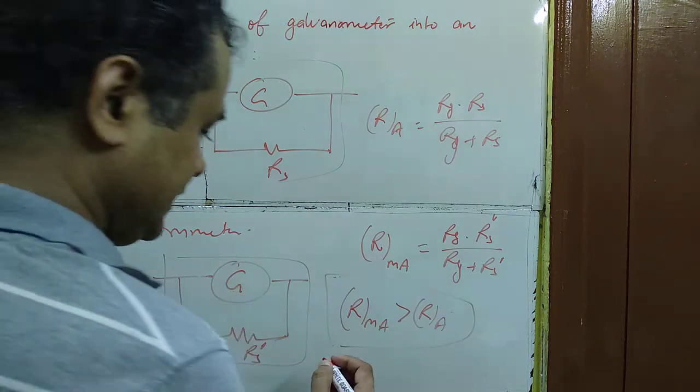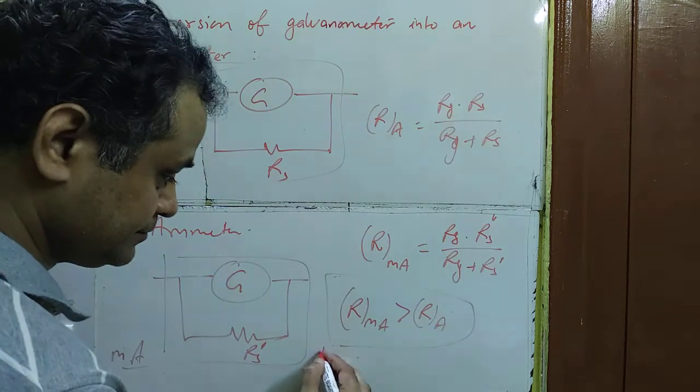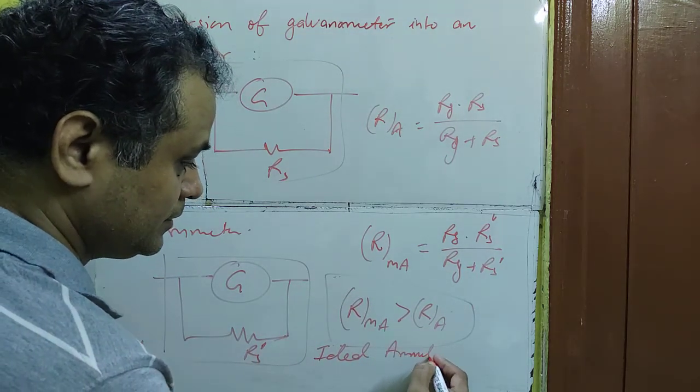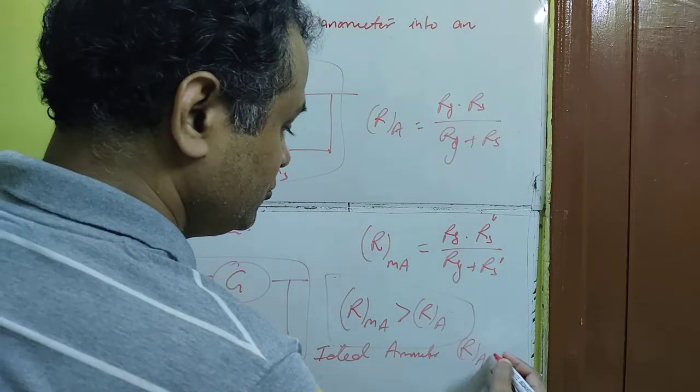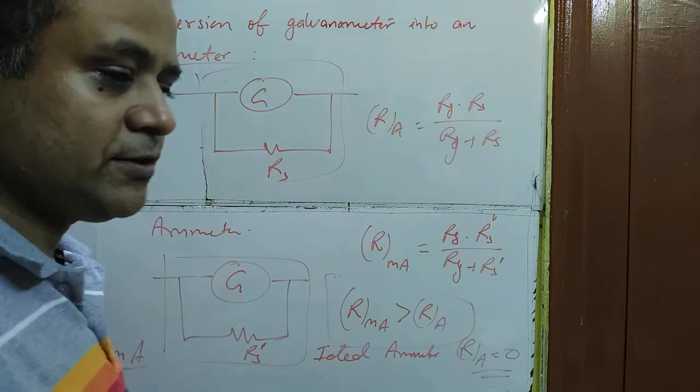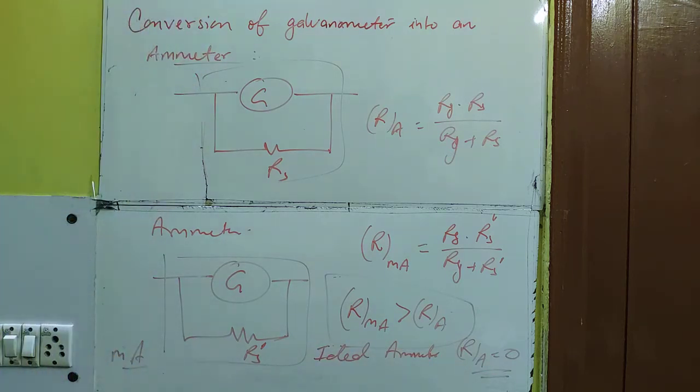And one thing is very important: for an ideal ammeter, we assume its resistance is zero. Practically it is not possible, but whenever we solve numerical problems for the ideal ammeter, we consider the resistance of the ideal ammeter to be zero. So you learned about the conversion of a galvanometer into an ammeter.